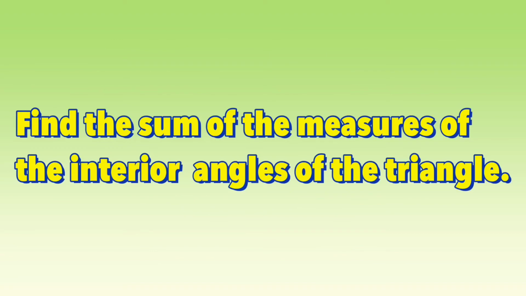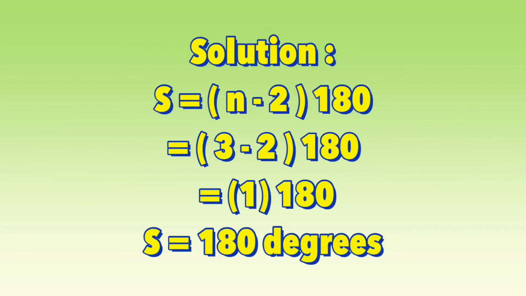Okay, number 1, find the sum of the measures of the interior angles of a triangle. So remember, a triangle is a polygon with 3 sides. So our formula to use is sum equals n minus 2 times 180. Since the triangle has 3 sides, we are going to substitute for n, so it becomes 3 minus 2 times 180. 3 minus 2 equals 1 times 180. So the sum of the interior angles of the polygon, which is a triangle, is 180 degrees.